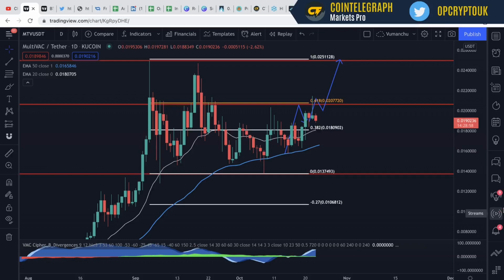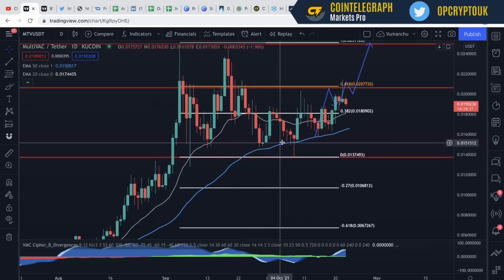So MultiVAC Tether, this is a daily time frame. I'm using the KuCoin chart. It's starting to get a good rise now. Last time I looked at this asset was around the 15th of October, and I did mention buys on this moving average 50 here. We've come down and pretty much tapped it again around the 19th, and that is the area I was looking at. I mean, look at that. That has been a key level of support.